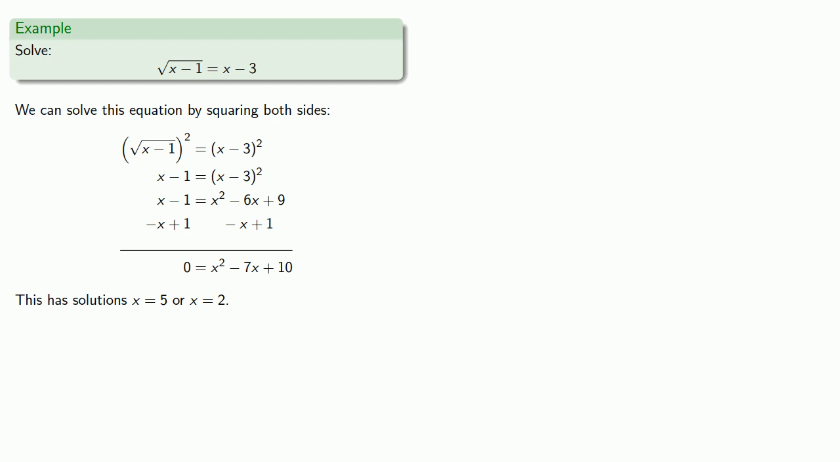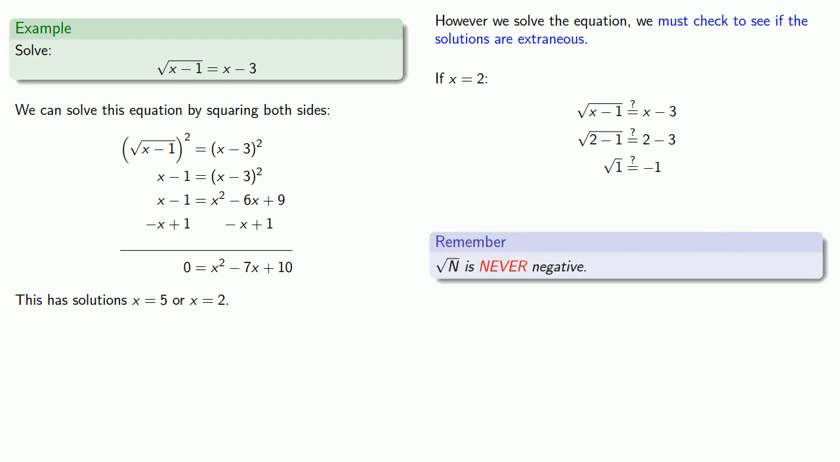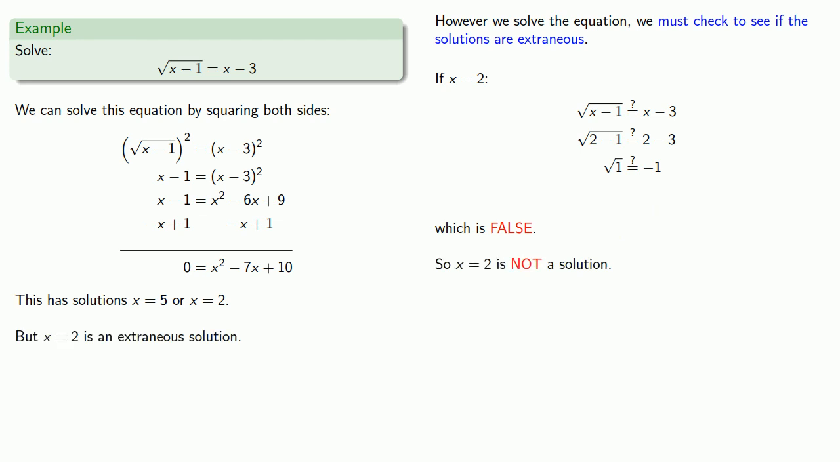One important thing to remember is that because we squared a square root, it's possible we introduced some extraneous solutions. And in general, you should always check your solutions, but this is especially true if the equations are more complicated than a simple linear equation. However we solve the equation, we must check to see if the solutions are extraneous. So if x equals 2, we'll substitute this into our original equation and see if we truly get a true statement. We'll simplify. And at this point, it's useful to remember that the principal square root of n is never negative. So we know that this statement, principal square root of 1 possibly equal to negative 1, is false. So x equals 2 is not a solution. We can say that x equals 2 is an extraneous solution.